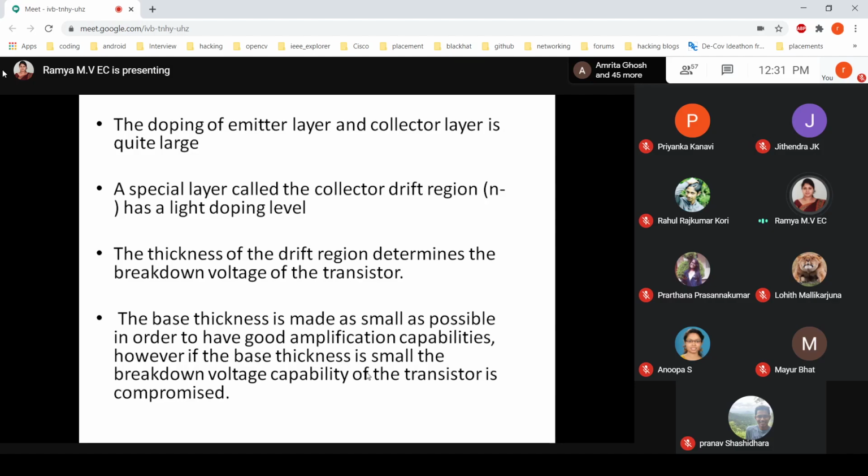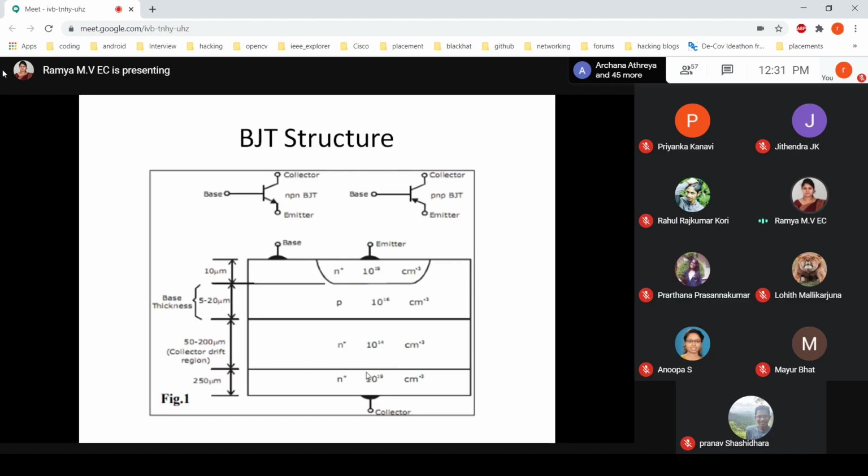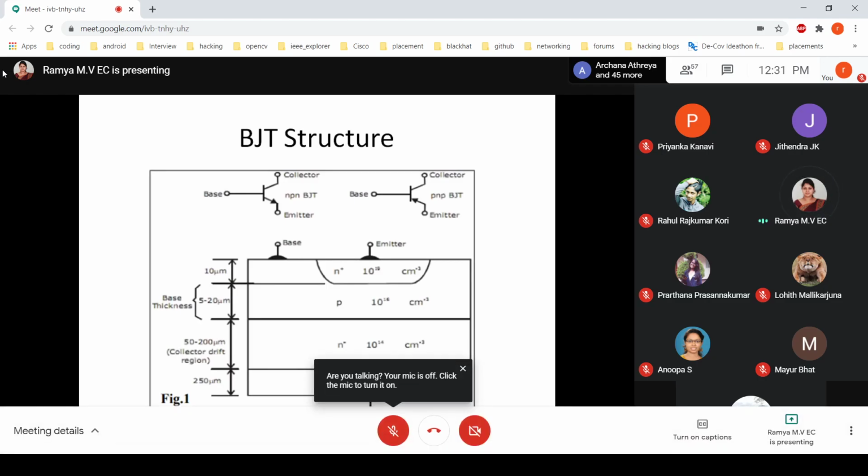The doping of the emitter layer and the collector layer is quite large, as we know. The base in between is lightly doped. A special layer called the collector drift region has a light doping level. If you observe from the bottom, according to a BJT we are supposed to have only NPN layers, but at the collector you observe two N layers, where one layer is called the collector drift region, which is lightly doped.